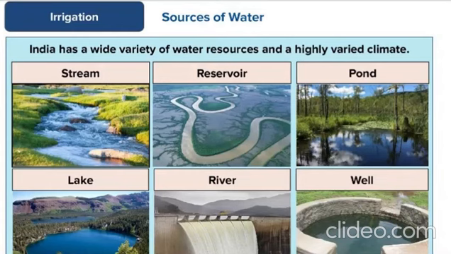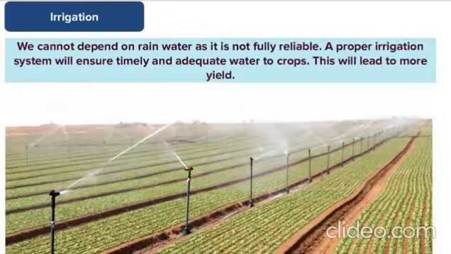Now, what are the sources of water? How does irrigation happen, how do they get water? There are different varieties of water sources in India. For example, based on the climate, we have streams, reservoirs, ponds, lakes, rivers, and wells. These are all the types of sources of water we have in India.